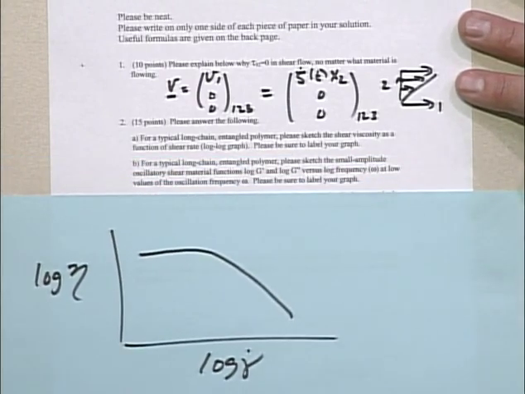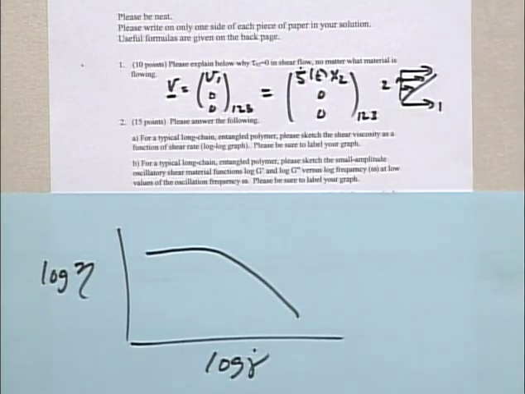Okay, part B. For a typical long chain entangled polymer, sketch small amplitude oscillatory shear material functions log G prime, log G double prime versus log frequency at low values of the oscillation frequency omega. So G prime, G double prime on a log-log graph. This is on our material sheet also. Would it just be the terminal region, so it's just linear with the 2 and the 1? Right, so which one's which? G double prime 2? G double prime is 1.